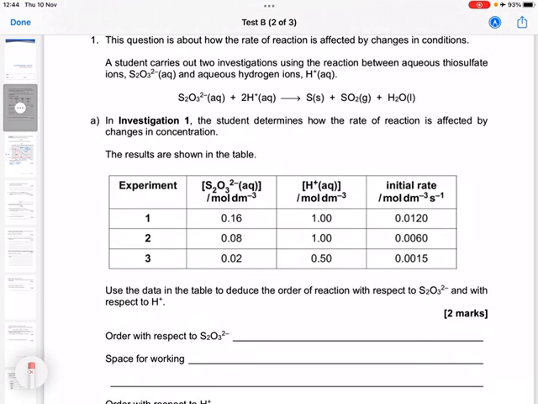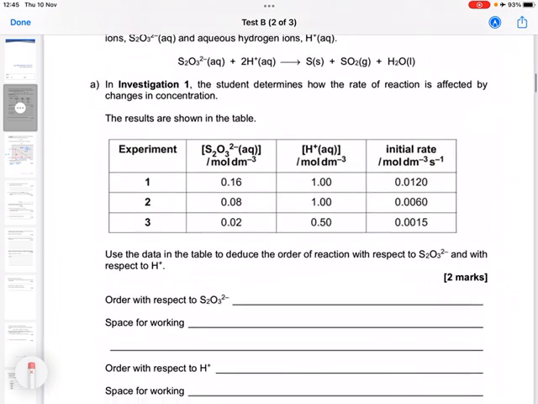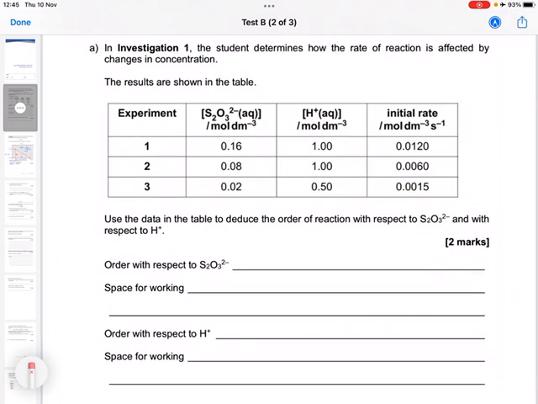Okay, this question is about the rate of reaction. This question is about how the rate of reaction is affected by changes in conditions. The student carries out 2 investigations using the reactions between aqueous thiosulfate and hydrogen ions. The student determines the rate of reaction and how it's affected by the changes in concentration. So use the data in the table to deduce the order of reaction with respect to thiosulfate ions and the hydrogen ions.